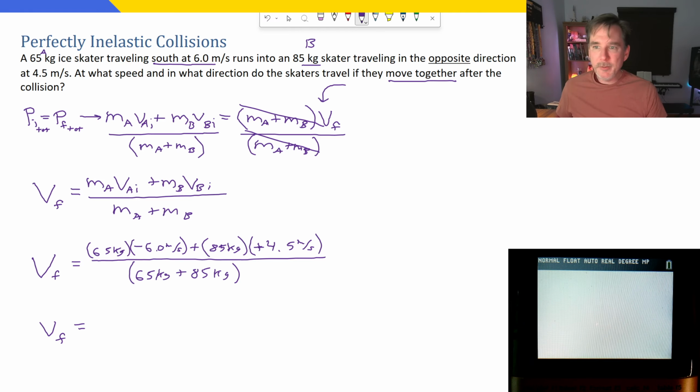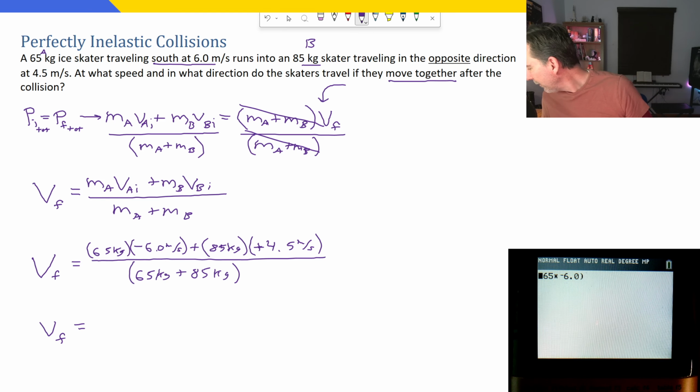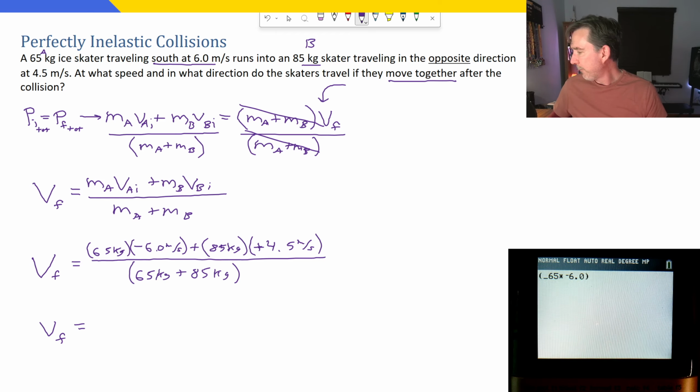So I'm going to see if I can put it all in one for me. So 65 times negative 6.0. Ooh, this is not going to work. I got to be careful here. In fact, just to make sure that I do the whole top. Let's see here. I think I hit the wrong button. Let's do insert. There we go. I'm going to put the whole top in separate parentheses right there.